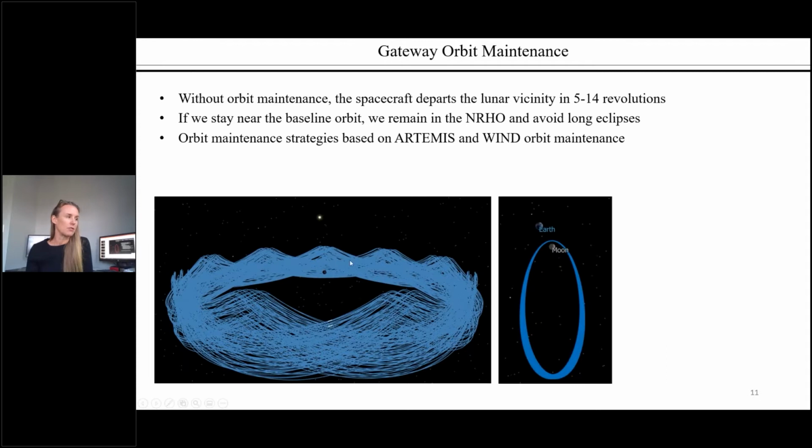Okay, so here's again our baseline trajectory in the sun-Earth rotating view, and in our more familiar, perhaps, Earth-Moon rotating view, where you can tell that it really is a quasi-periodic orbit. Now, this orbit is not quite stable. It's very close to stable, but it's not quite stable. So without orbit maintenance, the spacecraft will depart the lunar vicinity in 5 to 14 revolutions, where each revolution is 6.5 days. So you have a few months before you'll escape in any case. But we do need to stay near the baseline orbit to make sure that we remain in the NRHO and avoid long eclipses. And we've modeled our orbit maintenance strategies based on Artemis and Wind orbit maintenance algorithms.